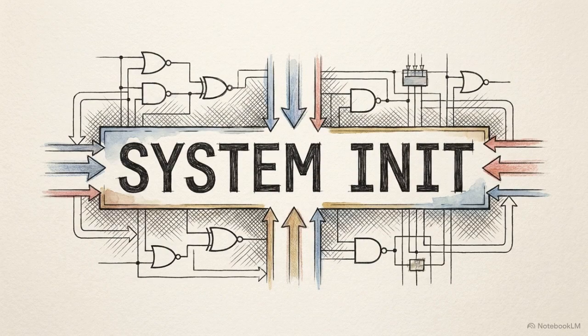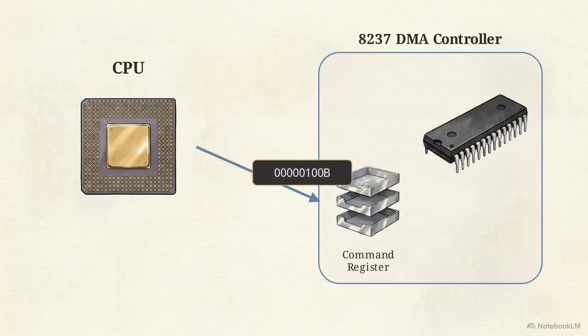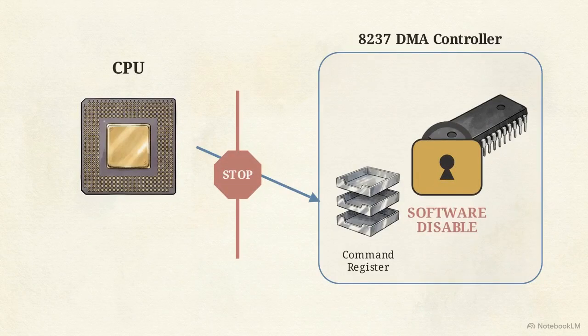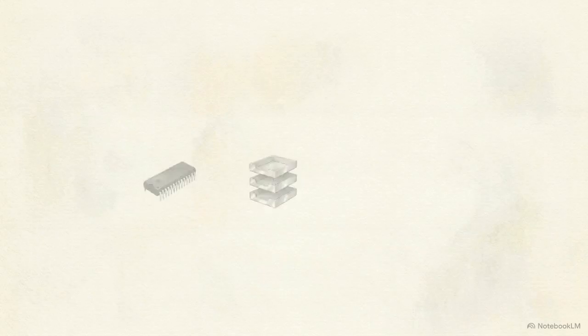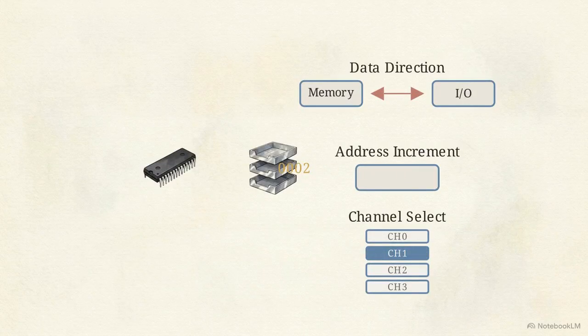The setup sequence begins by disabling the 8237. The CPU issues this command to ensure the chip does not accidentally trigger a transfer while its parameters are actively being loaded. Next, the CPU writes a control byte to the mode register to establish the operation's rules: the direction of the data flow, whether the address should auto-increment, and which channel executes the move.